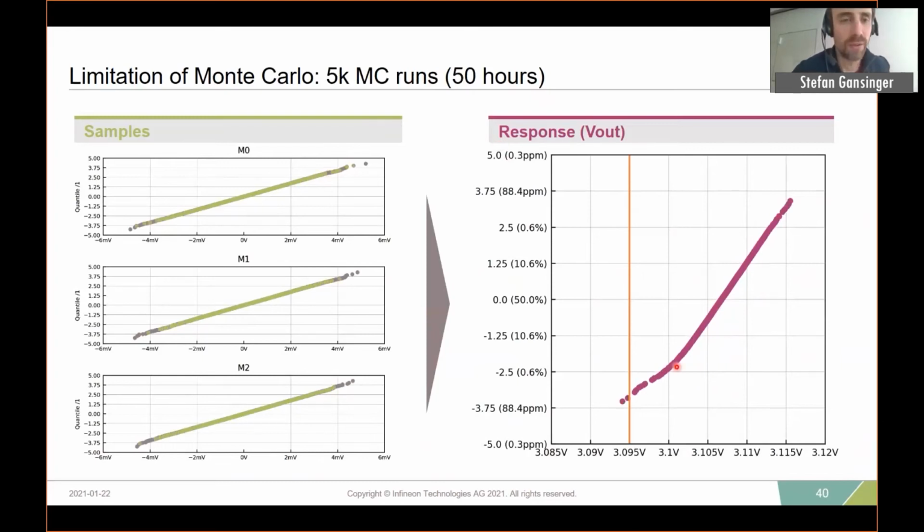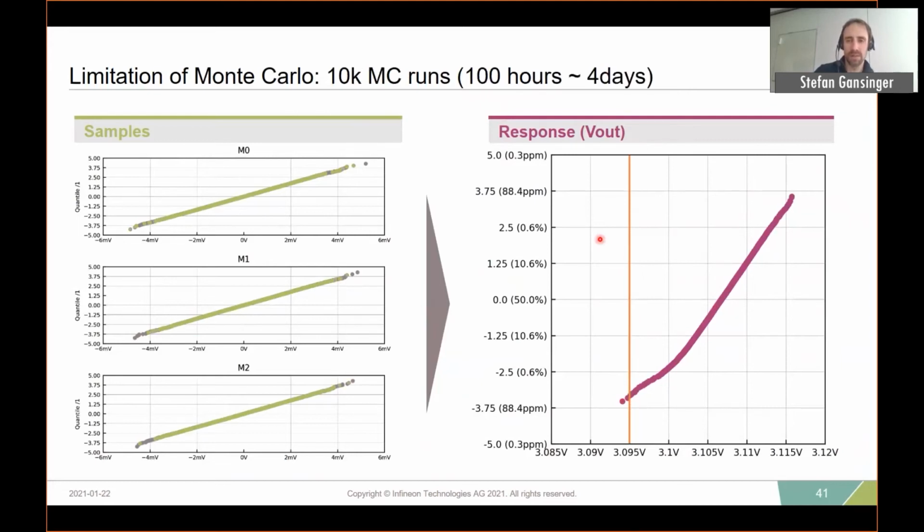Let's go for 5K runs. So it's already 50 hours, so more than 2 days. And by seeing this, we see, oh no, our circuit has an unwanted tail. So there is clearly a second operating mode. Of course, we knew that because I told you about this comparator, but usually we do not know. So to recover this problem, we need, in this example, 50 hours of simulation time for 5K Monte Carlo runs.